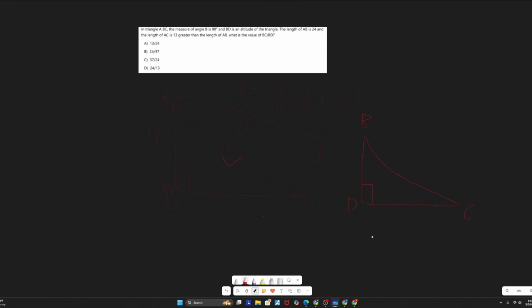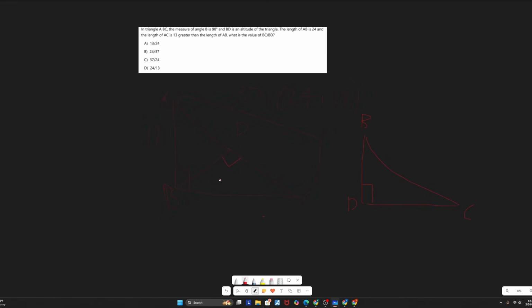altitudes. We're told we have triangle ABC and that angle B is 90 degrees, meaning that triangle ABC is a right triangle with the right angle at point B. We're also told that BD is an altitude, so it goes from point B and connects to side AC over here, forming two smaller triangles inside the bigger triangle of ABC.